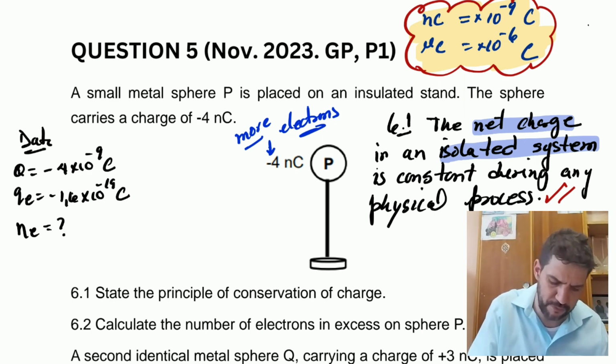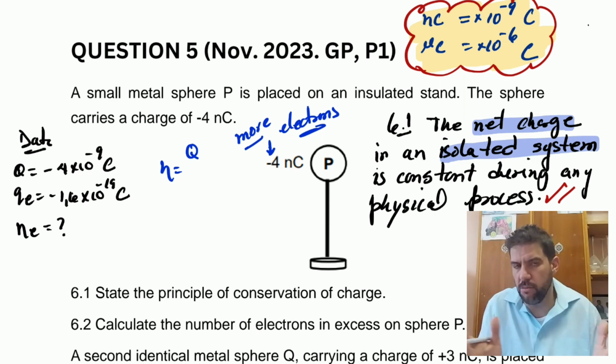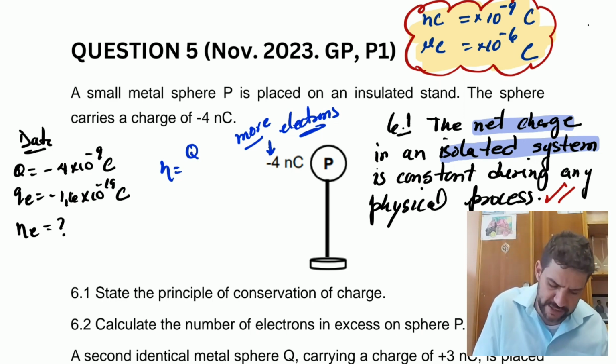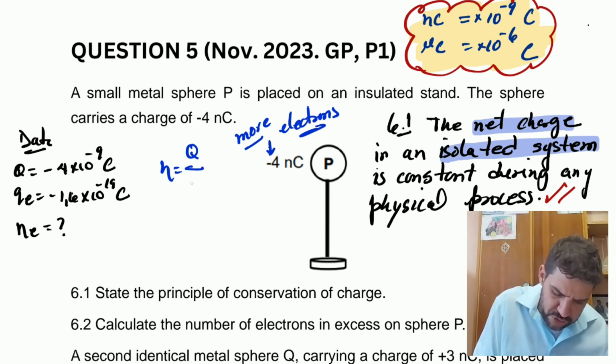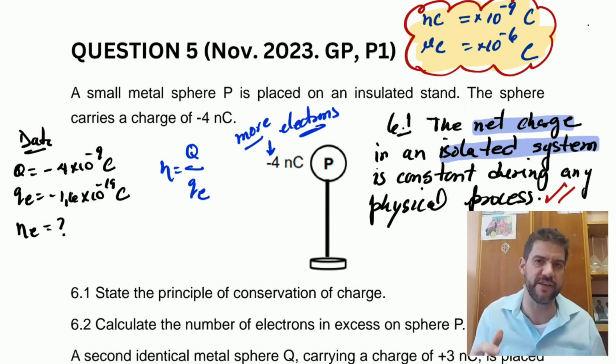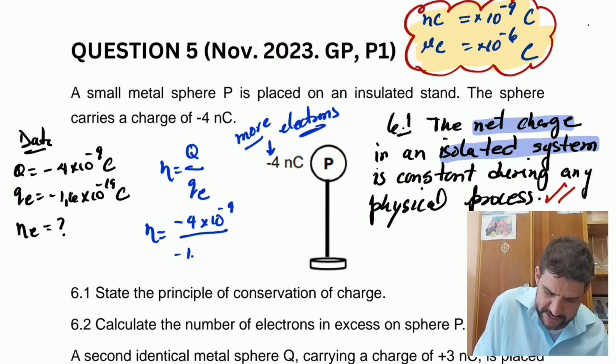Guys, there is also a formula that is going to be given to you. The number of electrons, or of elementary particles, it could be protons as well, is equal to the charge divided by the charge of 1 electron. This is how to calculate the number of excess electrons this specific sphere has. So if you substitute, the number of electrons is -4 times 10 to the -9 divided by -1,6 times 10 to the -19.